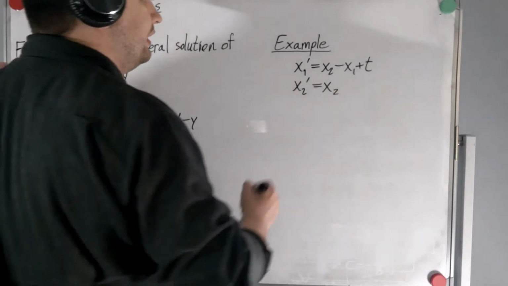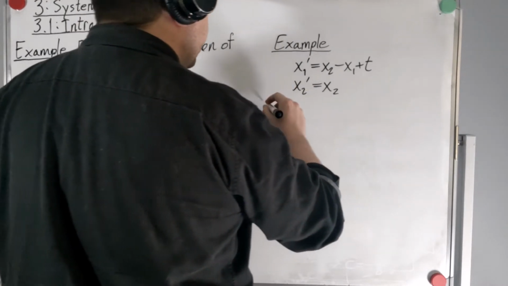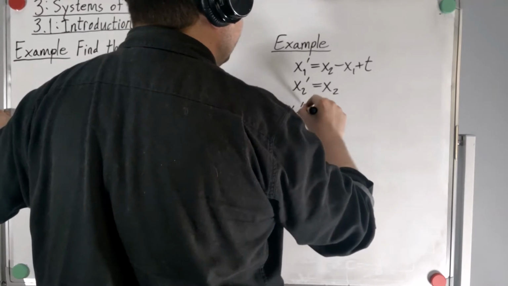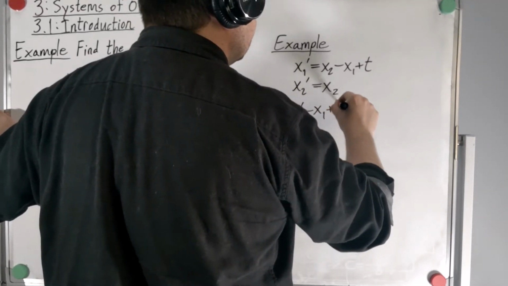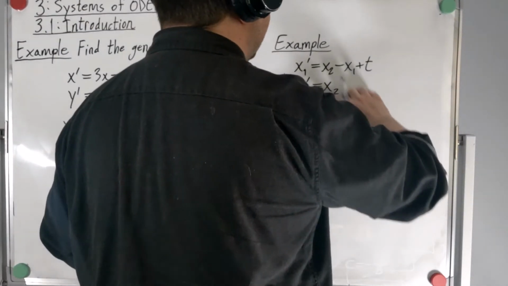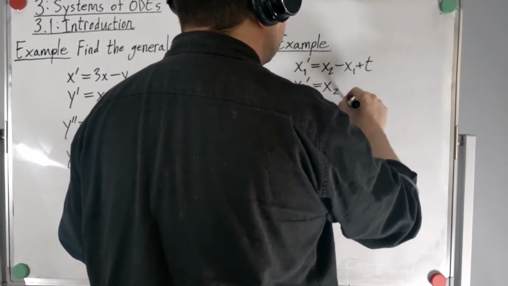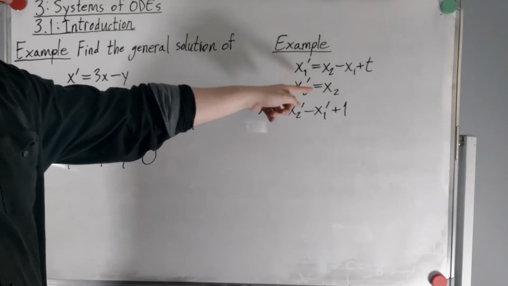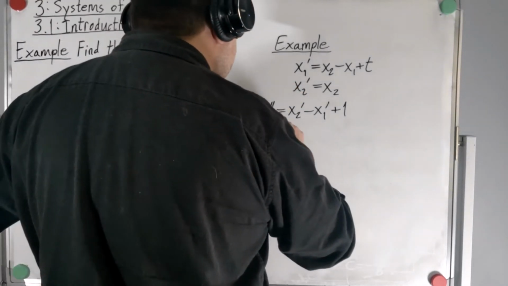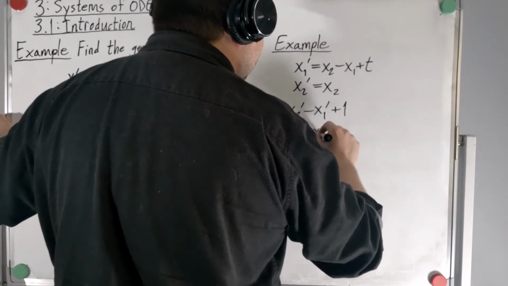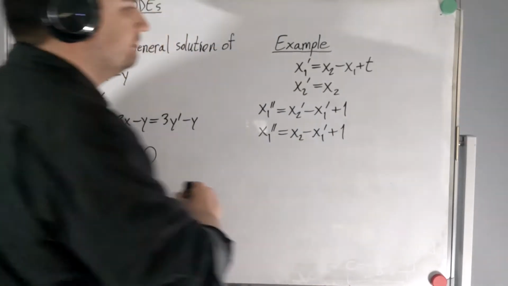Okay, so to do this one, I'm going to take the derivative of the first equation. We're going to get x1 prime prime equals x2 prime minus x1 prime plus 1. Now, according to the second equation, x2 prime is x2. So this becomes x1 prime prime equals x2 minus x1 prime plus 1.